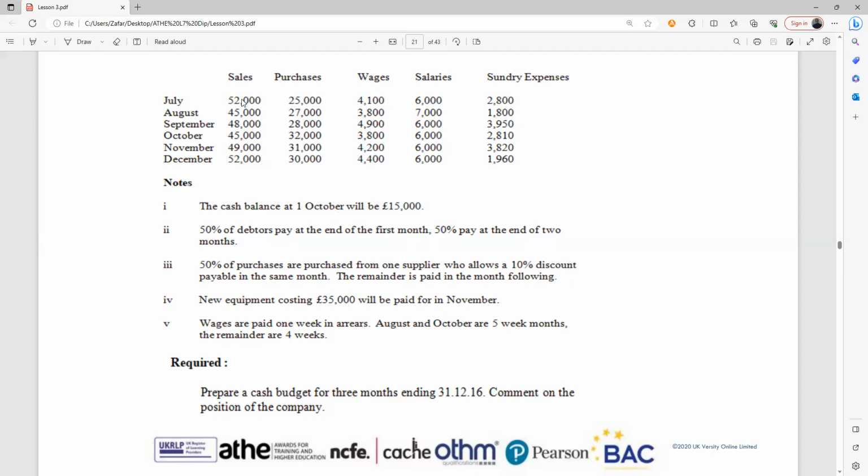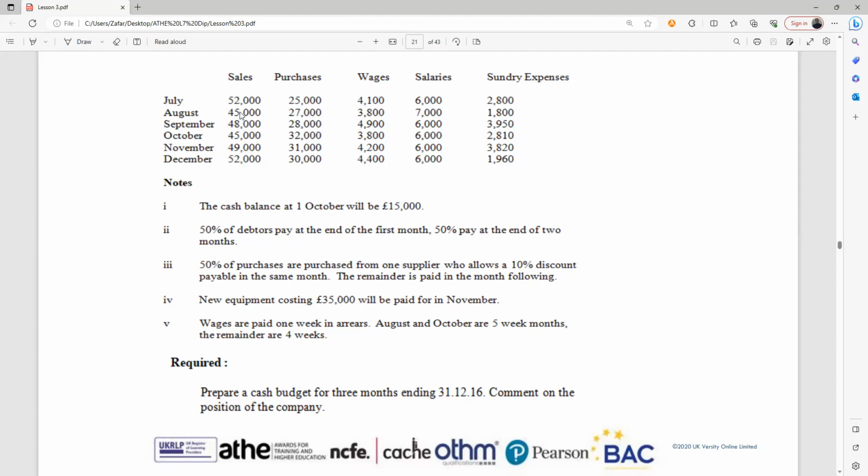Half of this money will come in this month, at the end of the first month, and then half of the money will come into August. So it's delayed. 50% of it is delayed. So you have to work out how much we will get.